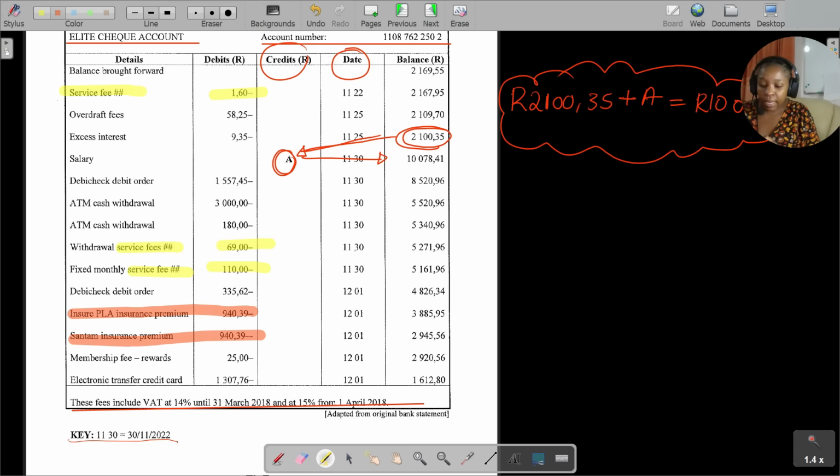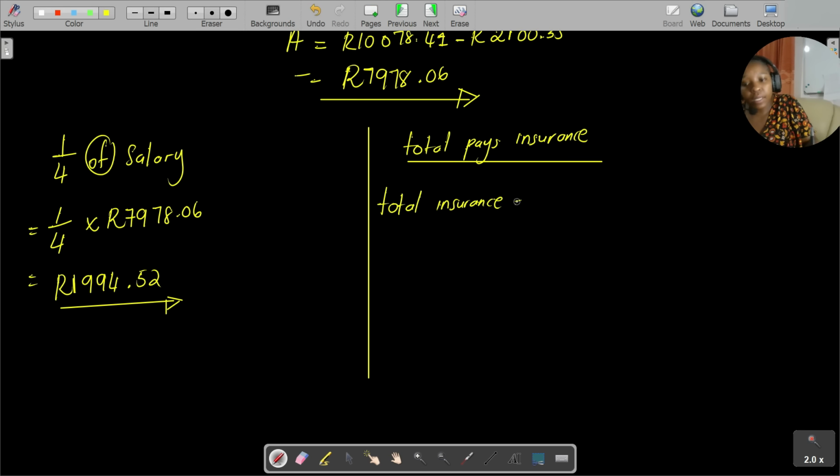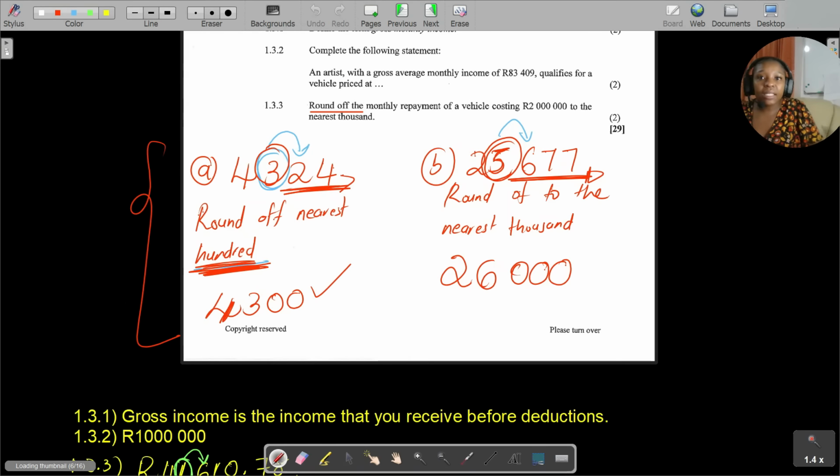So how much he pays for insurance is equal to 940.39 plus 940.39, which is equal to 1,880.78. Okay, so now we can look at his statement.